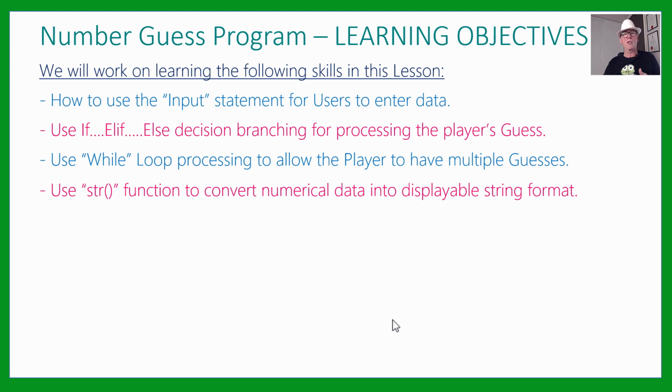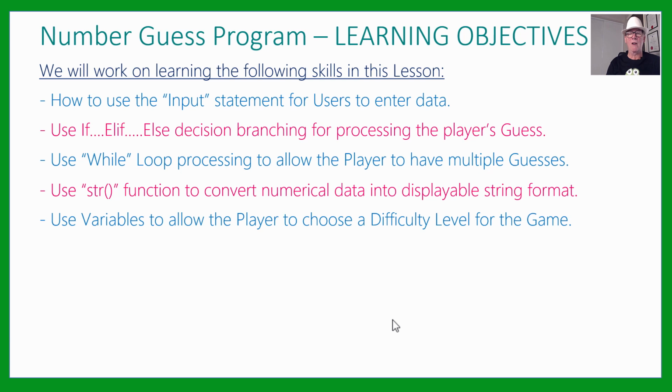So you have to use a string function to string them up so that they're visible as normal character digits, like 9, and then you can put them on the screen. But we'll explain that in detail later. We're going to use variables to allow the player to choose a difficulty level for the game.